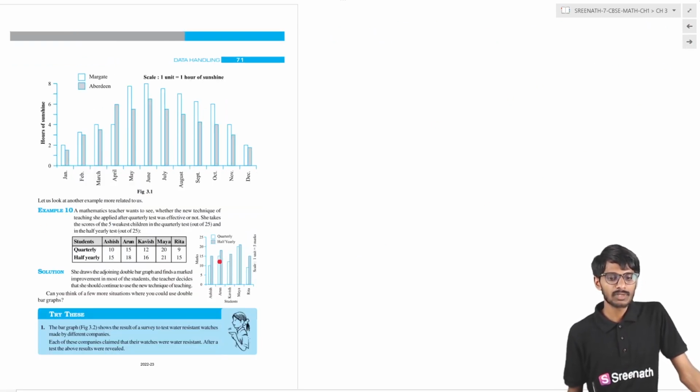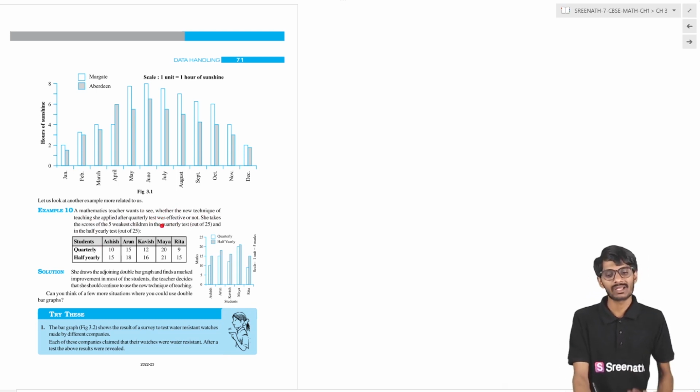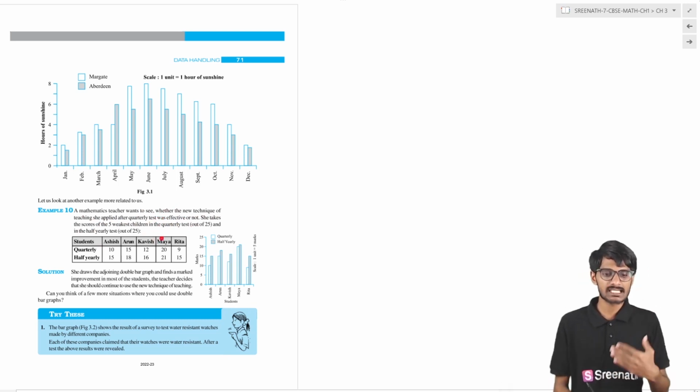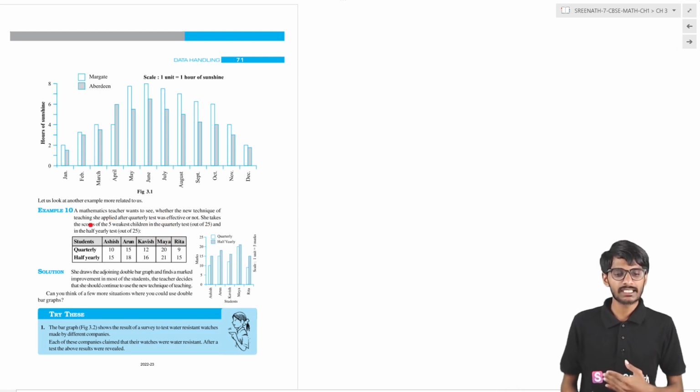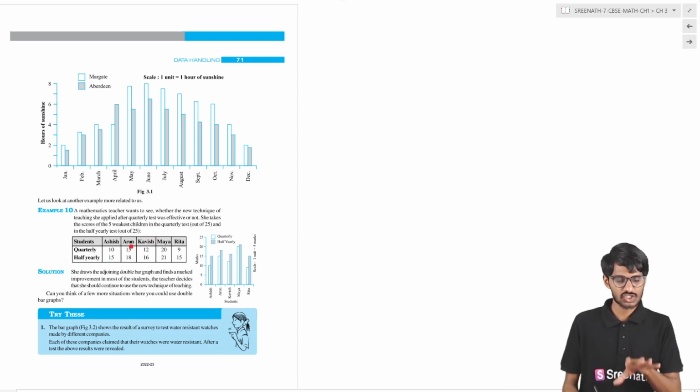Similar to it, there is another example, students. Now I want to explain it. A mathematics teacher wants to see whether the new technique of teaching she applied after the quarterly test was effective or not. She wants to know whether the new technique of teaching is helpful or not. So she takes the scores of the 5 weakest children in the quarterly test out of 25 marks and in the half yearly test.